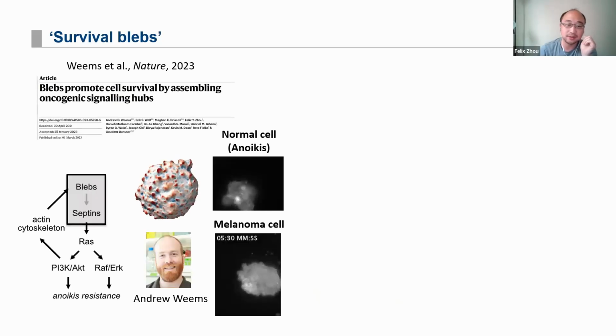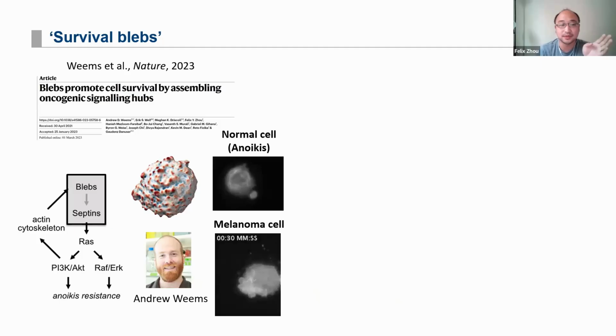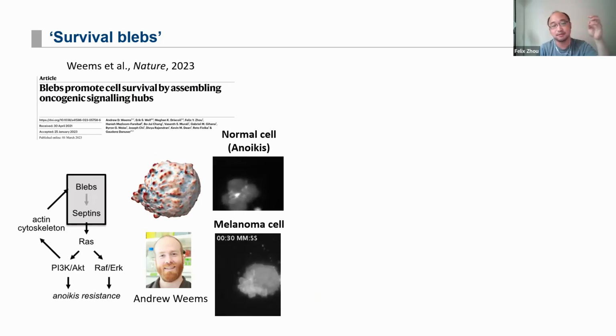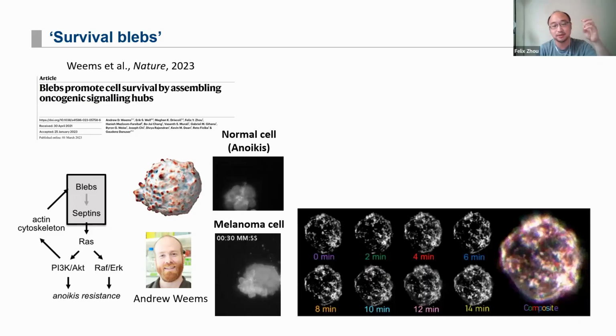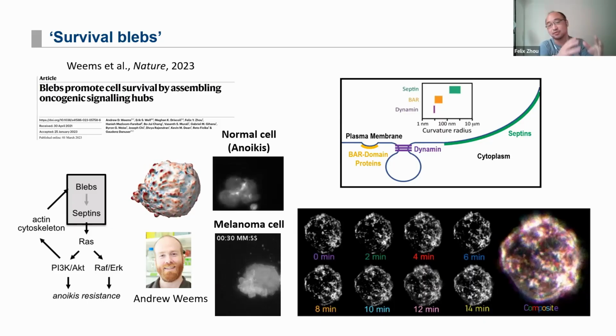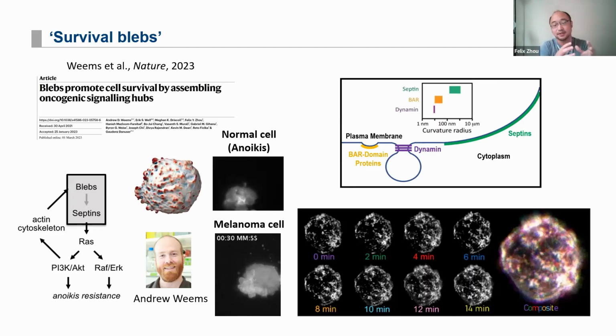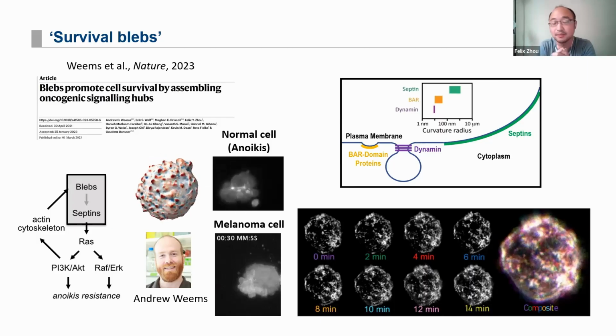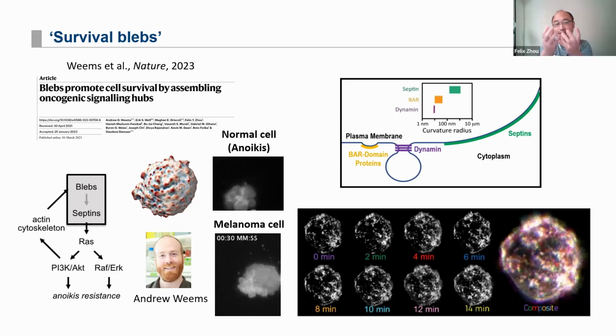And back in 2023, with my colleague Andrew Williams, we published this beautiful story in Nature where we show that dynamic blebs generate negative curvature to organize these polymer molecules called septins. Septins are one of the only polymers that can detect this microscale curvature. And through constitutive blebbing, it recruits the septin molecule and activates a pro-survival downstream pathway to allow the melanoma cell to basically become anoikis resistant. And so they survive the normal detachment process from the membrane.